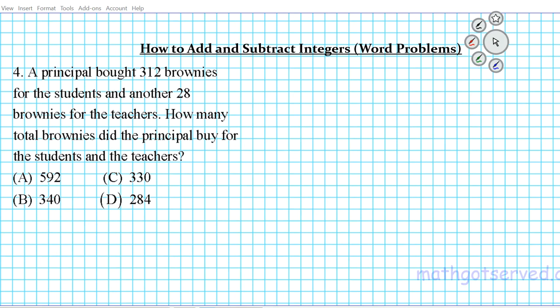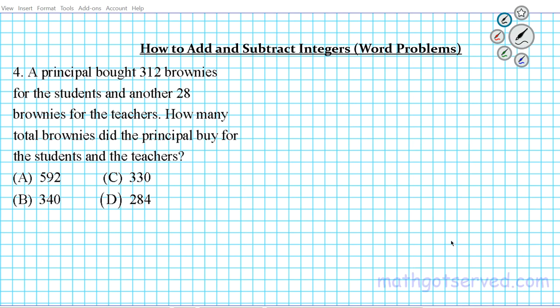Alrighty, let's take a look at number 4. Number 4 is assessing us on how to add and subtract integers presented in a word problem format. Problem 4 reads, a principal bought 312 brownies for the students and another 28 brownies for the teachers. How many total brownies did the principal buy for the students and the teachers?